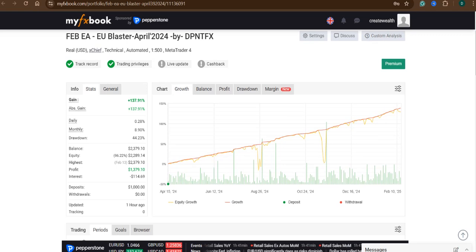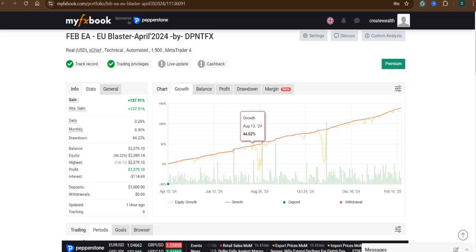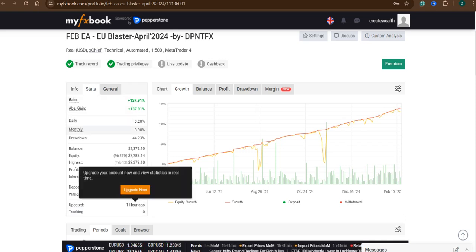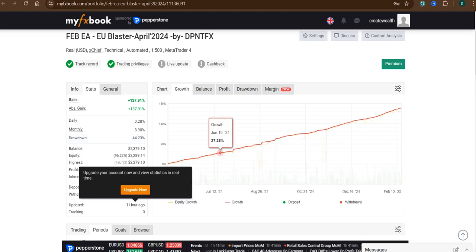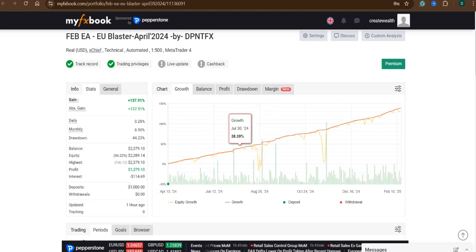So here is the Myfxbook of Forex EU Blaster from April 15th till today. I think it has not closed any trade today, but anyways, I have just shown you, and it has been updated just 1 hour ago. Approximately the monthly gain is around 9%. The drawdown went a little higher than expected, that is 44.23. I would not say that it is an excuse, but yes, sometimes it can happen.